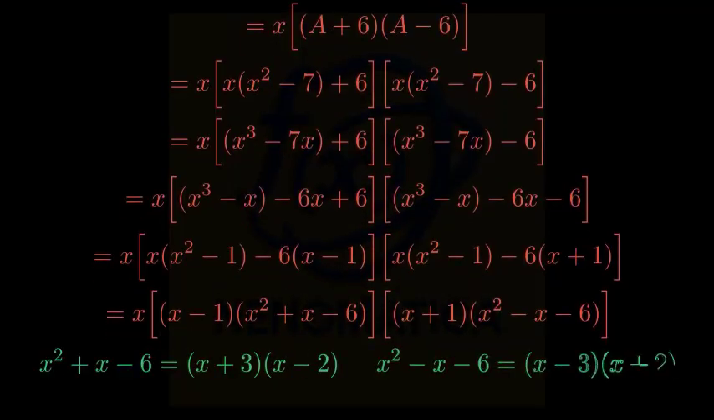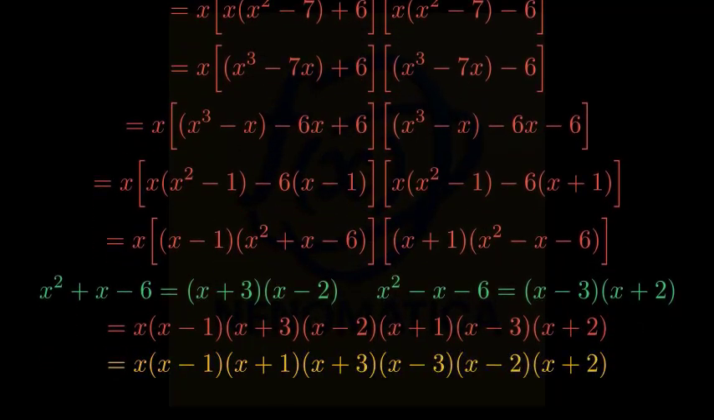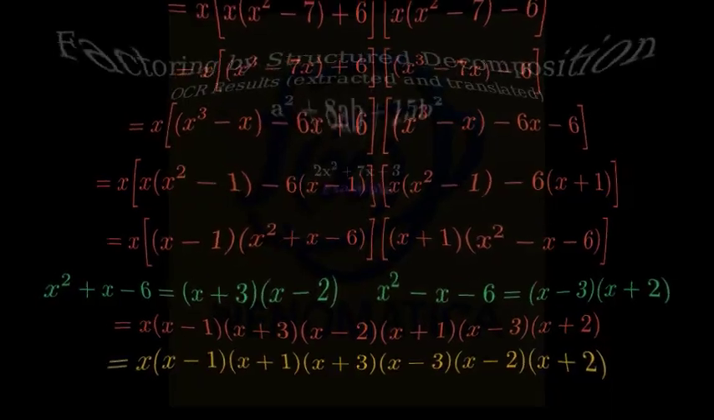Factor x times x minus 1 times x plus 1, then the remaining quadratics into linear factors. The fully factored form is x times x minus 1 times x plus 1 times x plus 3 times x minus 3 times x minus 2 times x plus 2.